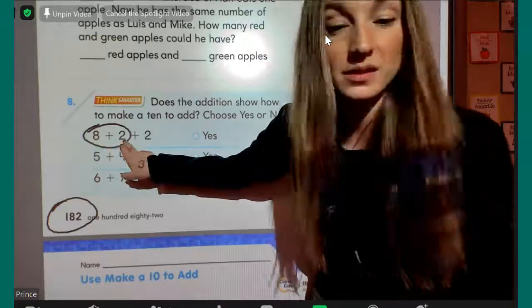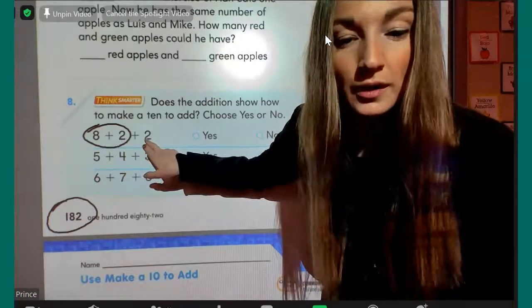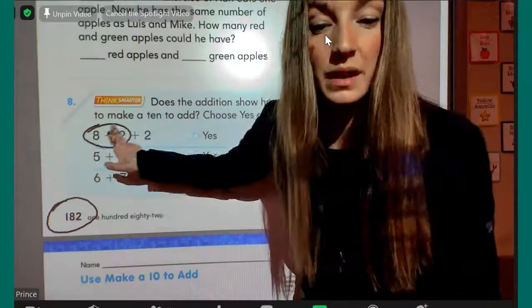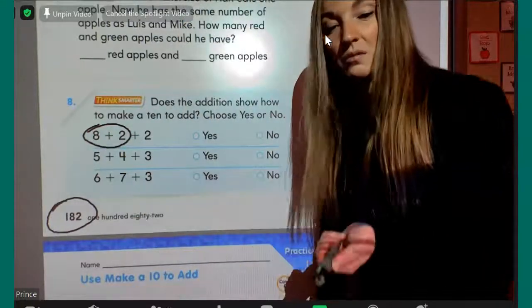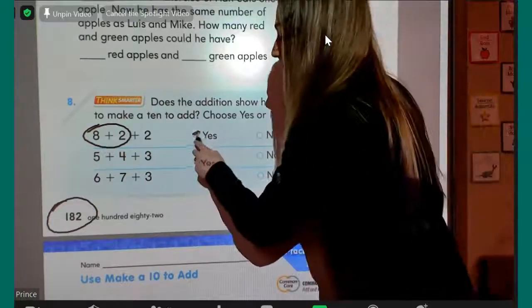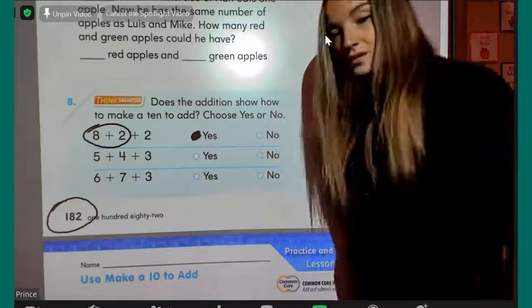8 plus 2 is 10, plus 2 more. So yes, we can use this to make a 10. So I want you to circle the 8 plus 2, because that's saying that we can make a 10, and then we would choose yes. You see how that works?